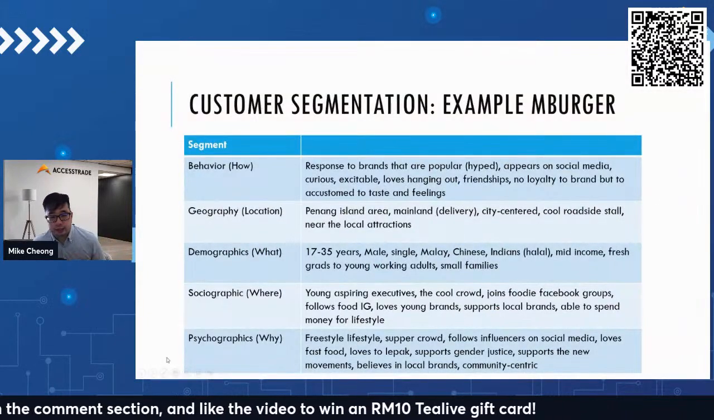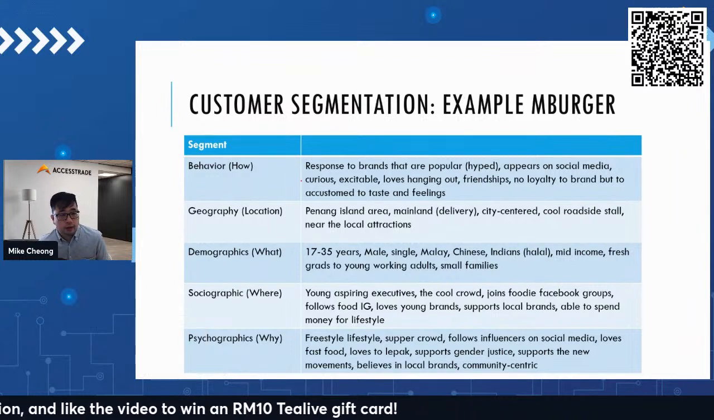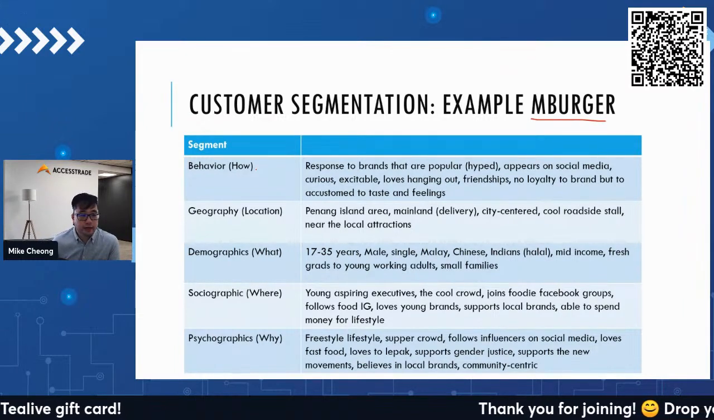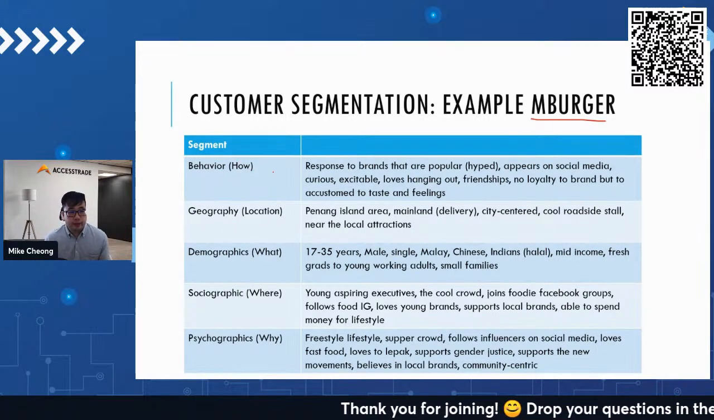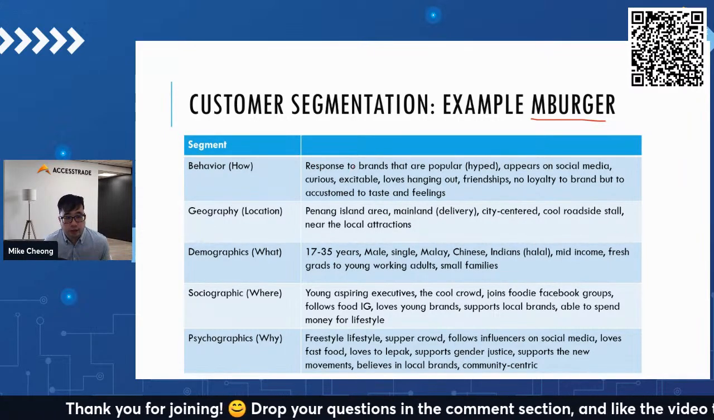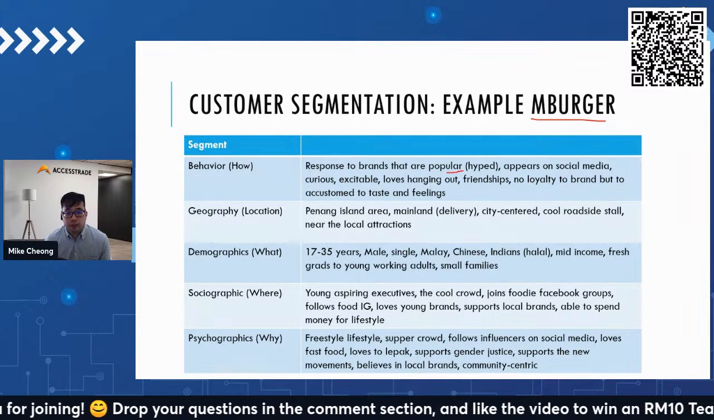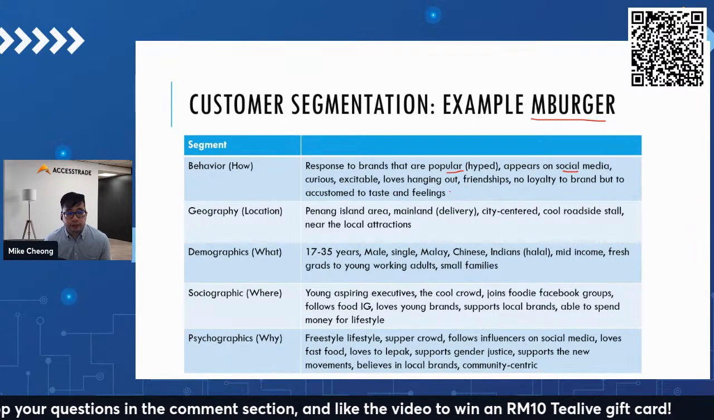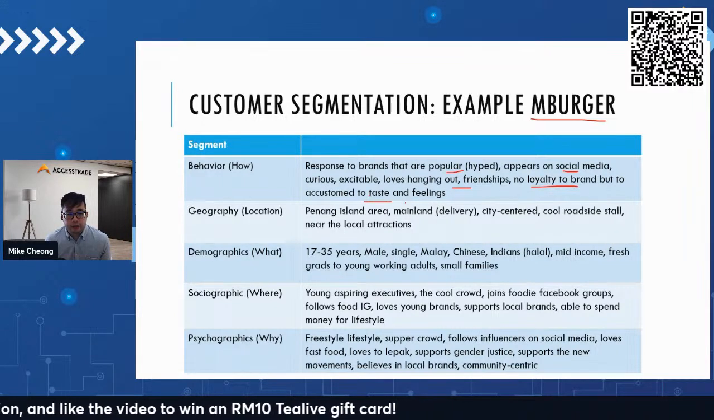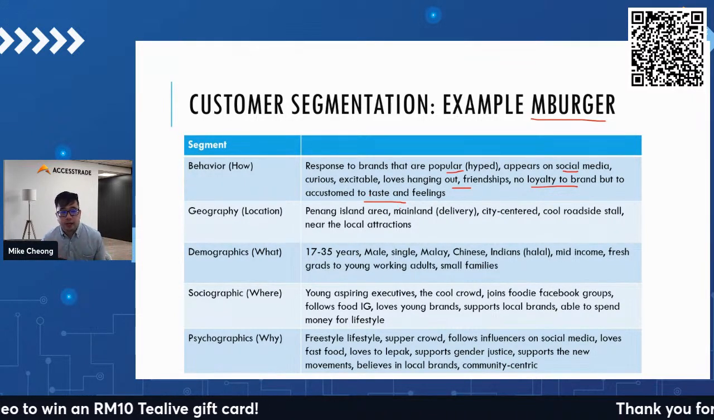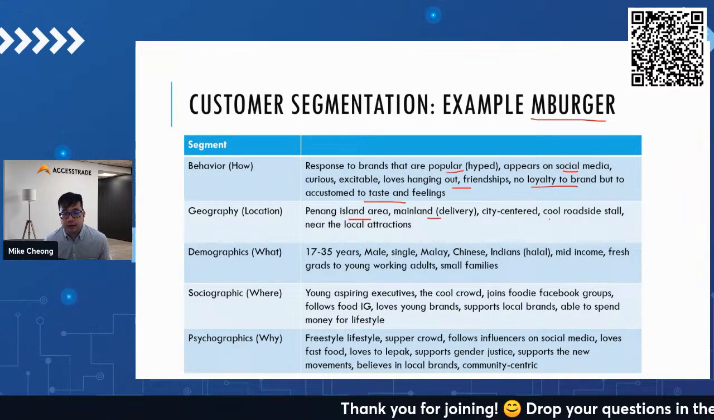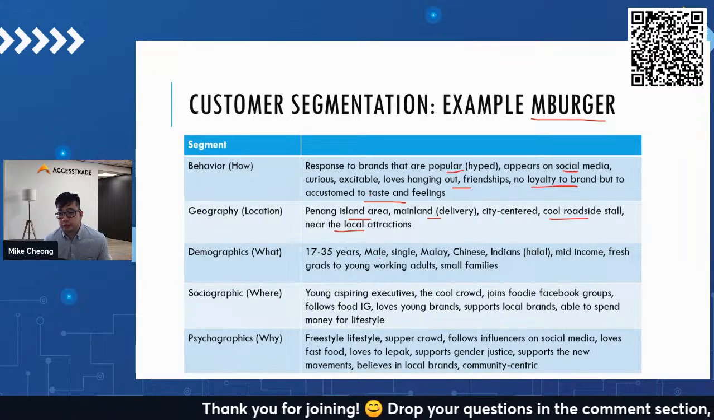So here is an example of how you can do it, right? So my example was a hamburger store, right? So I nail it down from my behavior, right? So my audience, they love and respond to brands that are popular, that appear on social media, curious, excitable, love hanging out, friendship. Okay, they have no loyalty to brand, but are accustomed to taste and feelings. Yeah, that is my audience. And location-wise, in Penang area, mainland, and they like the cool roadside city store near the local attractions.